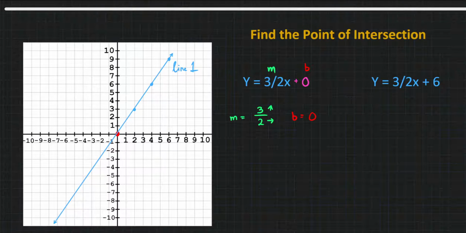Line 1. Now let's graph line 2. The m is right here. M is, coincidentally, also 3/2, meaning I'm once again going to go up 3 and over 2. At least the b is different. The b is 6. So let's see what happens here. We'll begin at 6, and we'll move up 3 over 2.